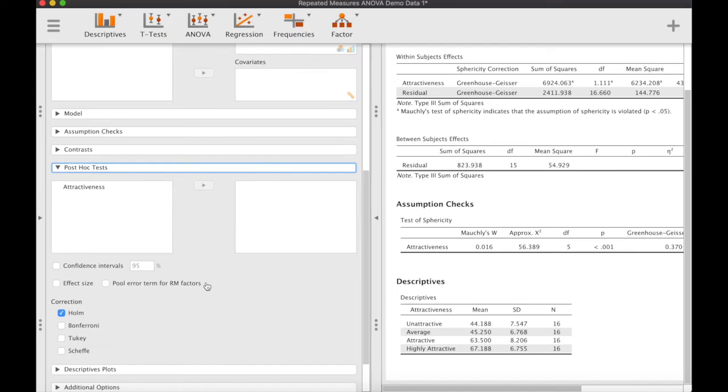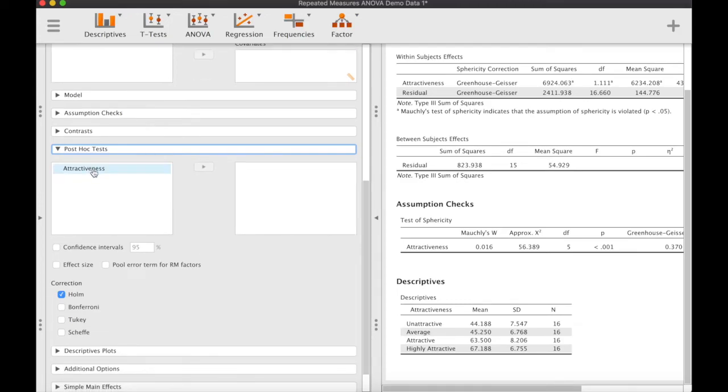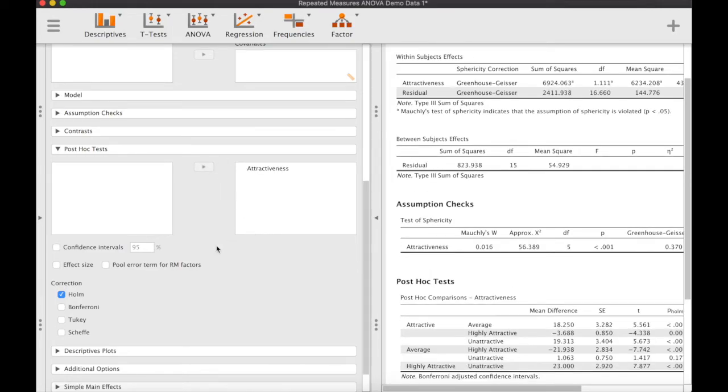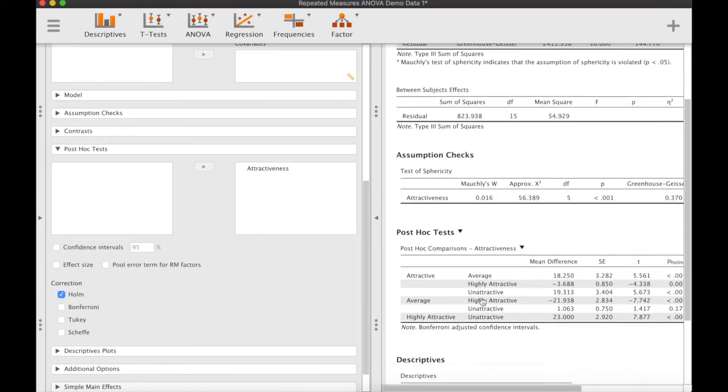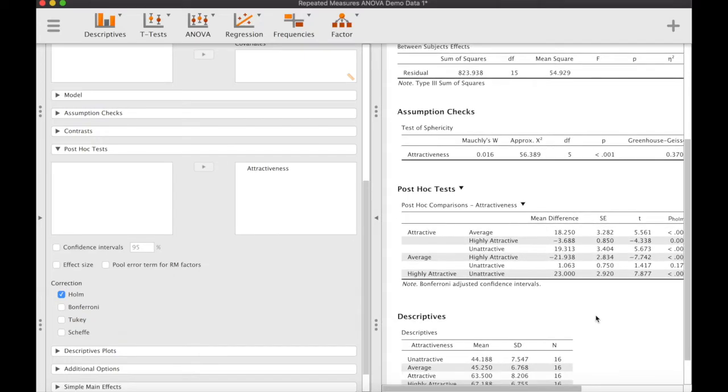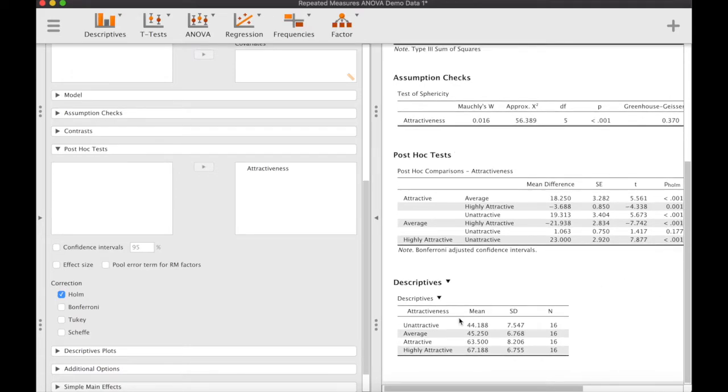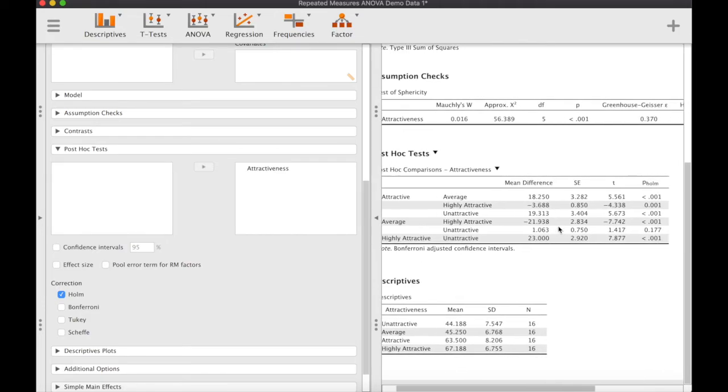So let's click on post hoc, and let's transfer our independent variable to the other side. Let's use what is the default, which is Holm, and in our output we have our post hoc output. Given that we have 4 levels, we want to compare them with each other, and thus we have 6 comparisons. We compare attractive and average, attractive and highly attractive, attractive and unattractive. We compare their means, and so forth. And this is the result.